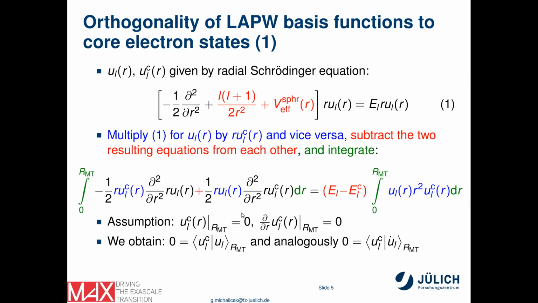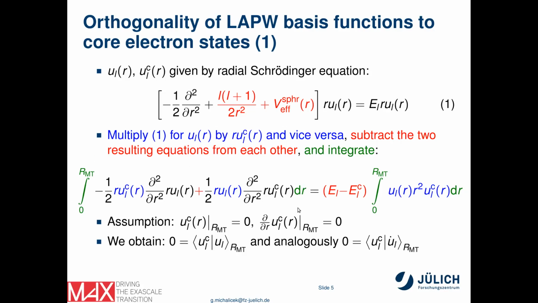And what you see here immediately is that these red terms, so the angular momentum barrier and the effective potential, vanish because they are in both equations and they cancel each other. And on the right hand side we actually already have some scalar product times some energy difference. So this is the energy difference between the energy parameter and the core electron state eigenenergy. And of course this is finite, but what we want to show is that this scalar product becomes zero.